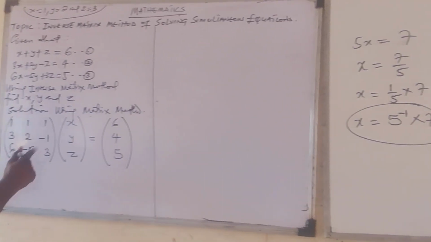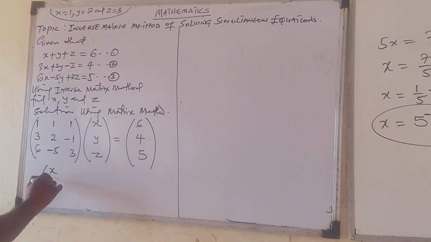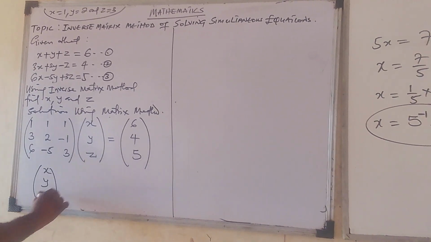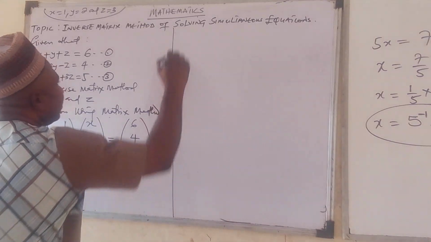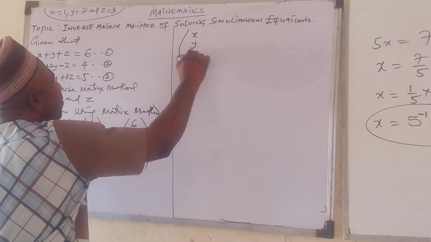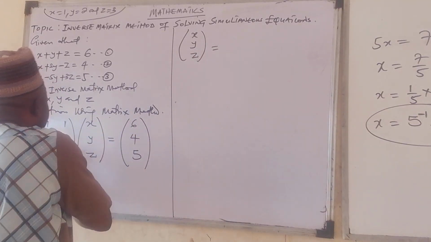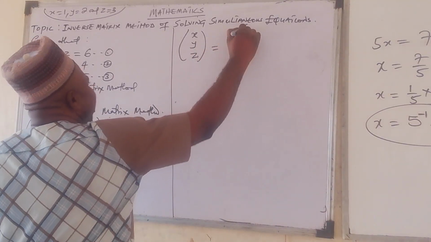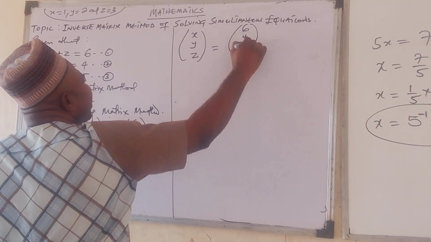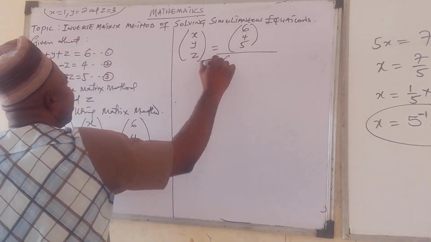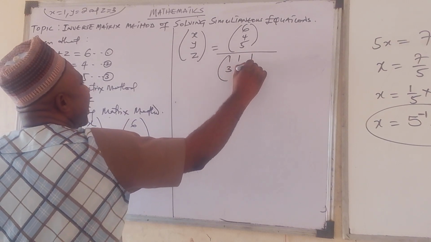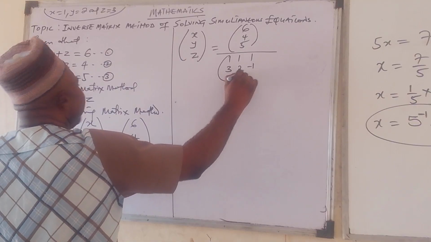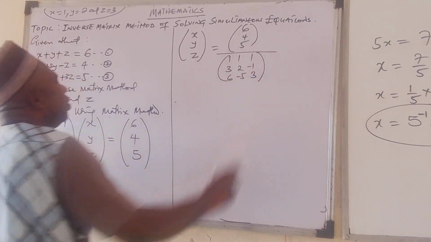Now, in this case, x, y, z will be equal to the whole of this all over this. So let me take it to the other side. So x, y, z will be equal to this over this. So we have 6, 4, 5, divided by the matrix: we have 1, 1, 1, we have 3, 2, minus 1, we have 6, minus 5, and 3. Yes, the whole of this.